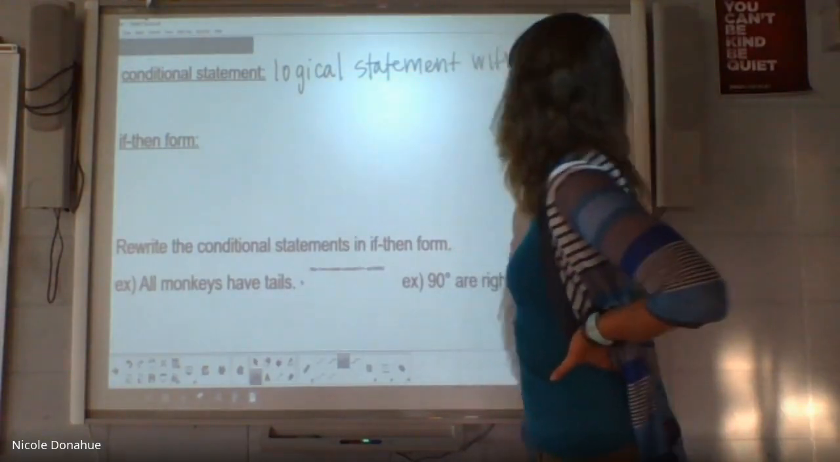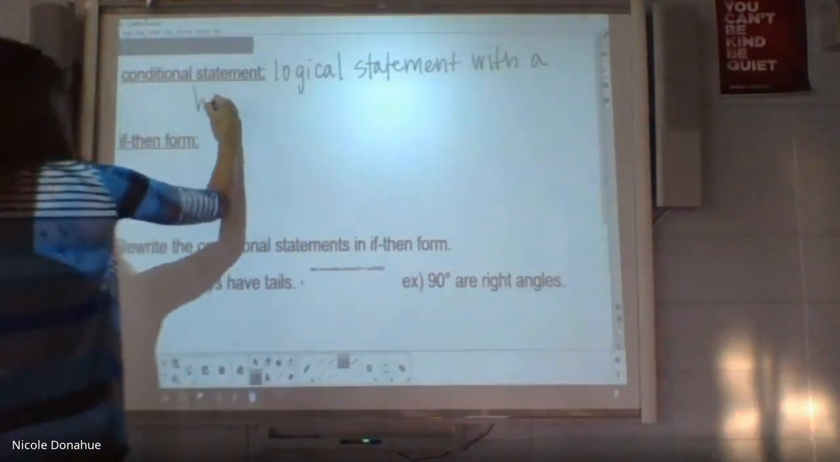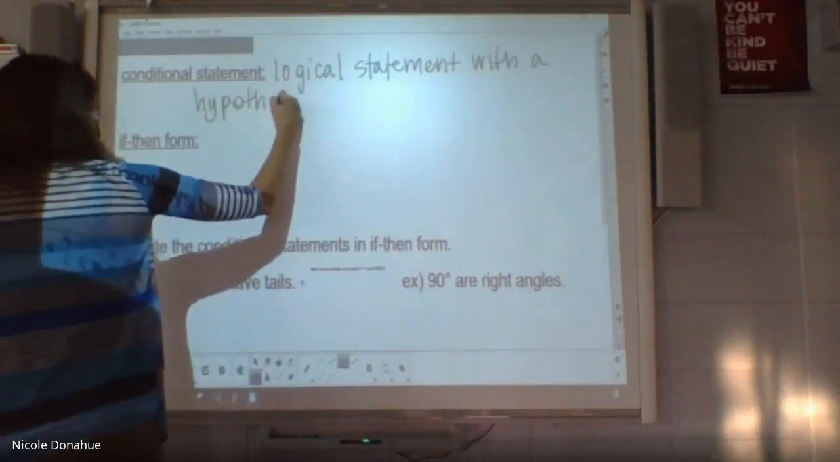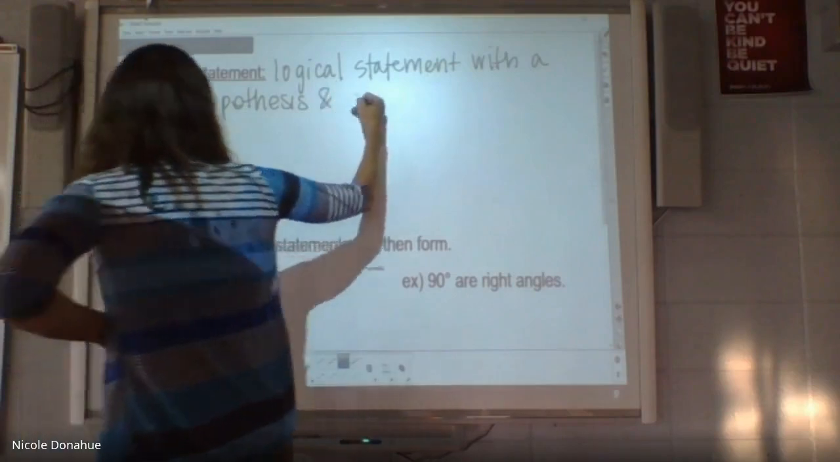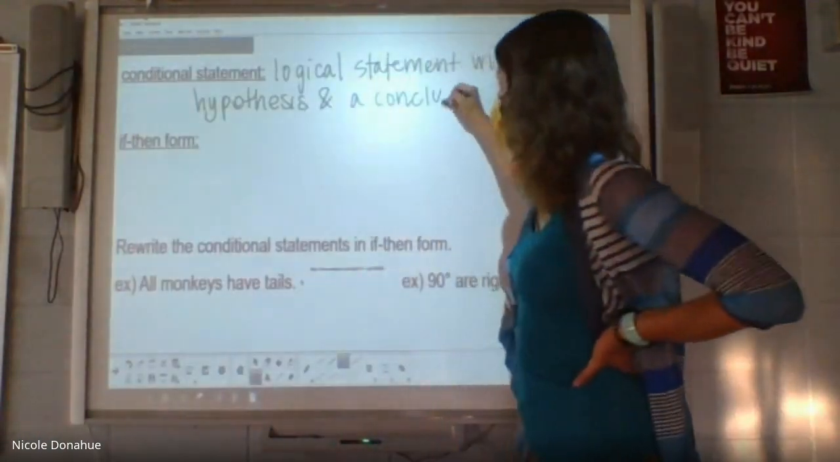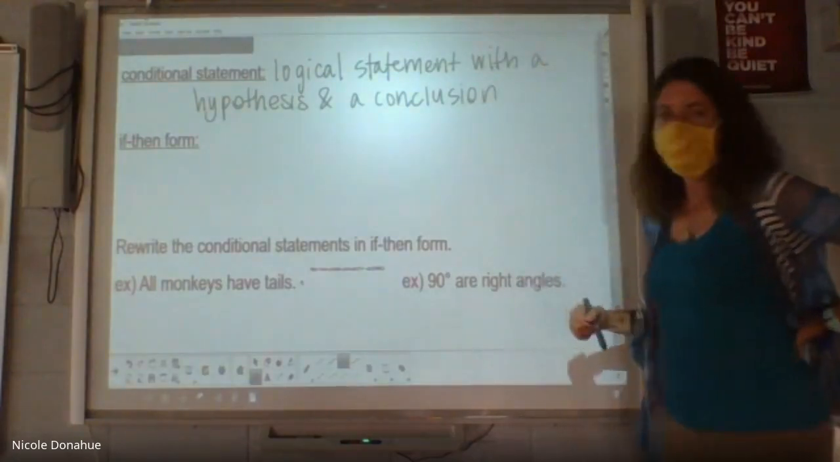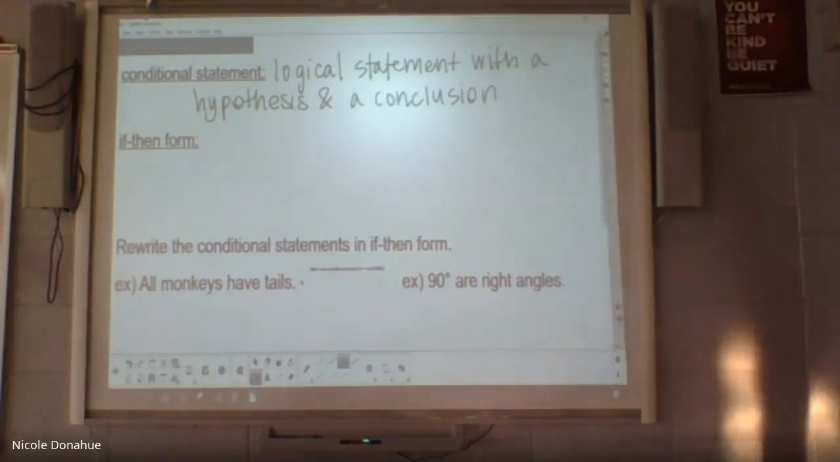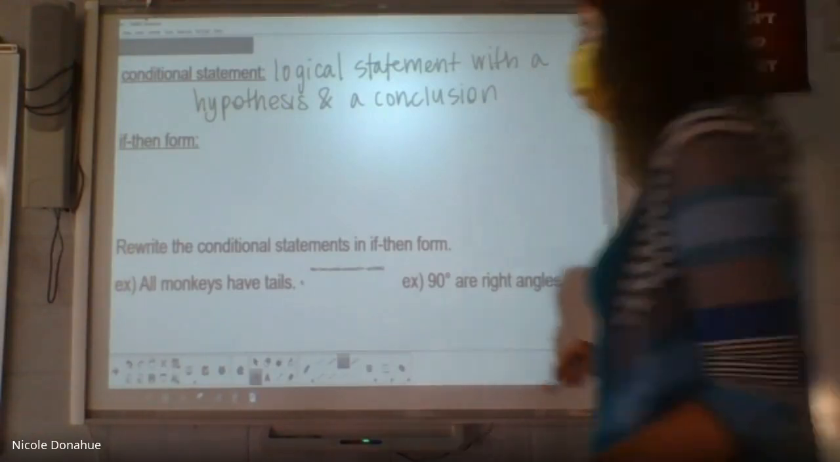With a hypothesis, which makes you think of science, and a conclusion. And hypothesis in science has a slightly different definition. I think it's pretty similar, but the way we think about it in math is that if I say if something's going to happen, so if the weather's nice, then we will go outside. The hypothesis is the if, the weather has to be nice. So if hypothesis, then conclusion.